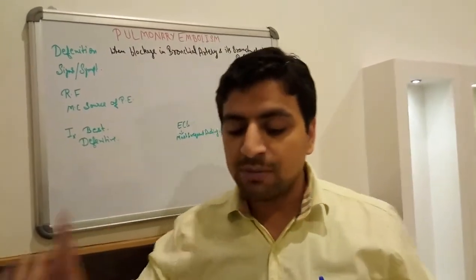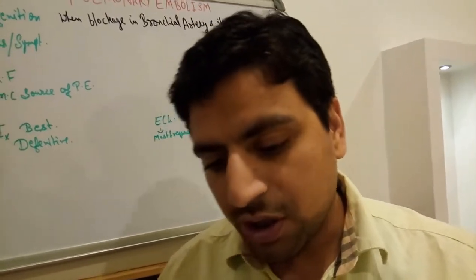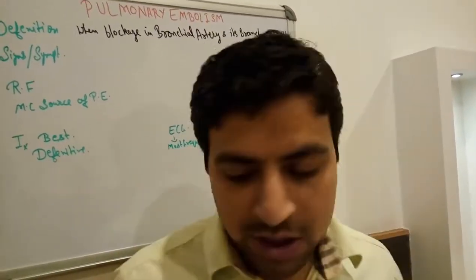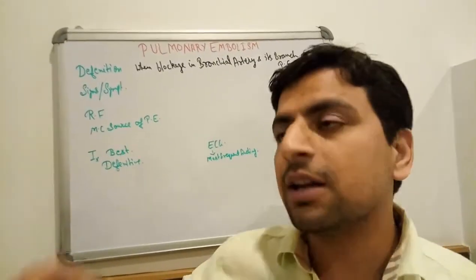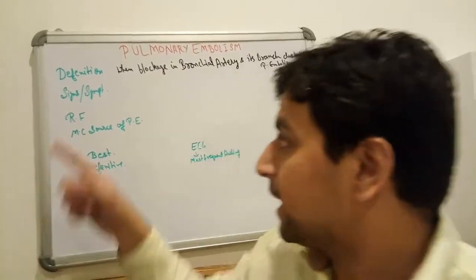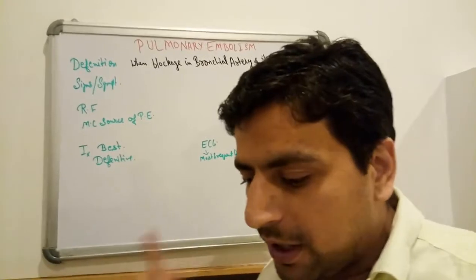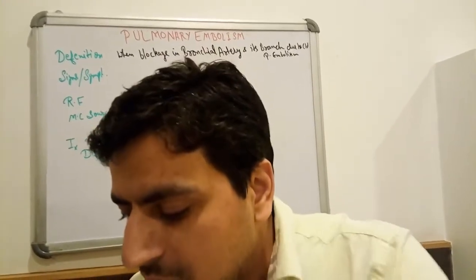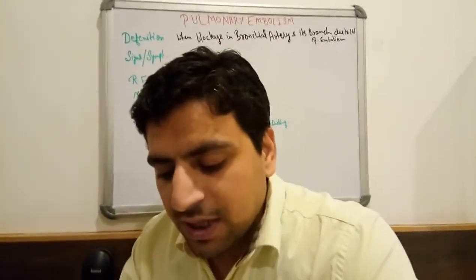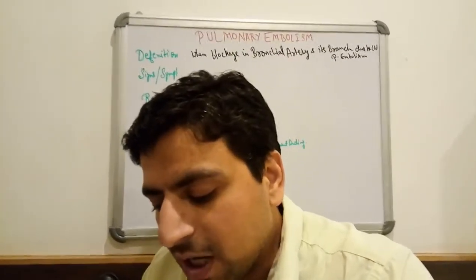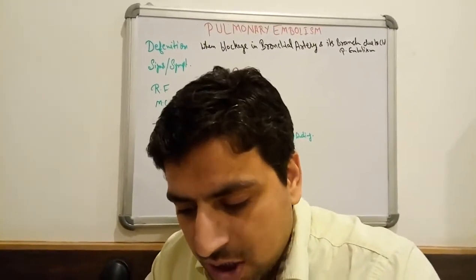In PGI Chandigarh, December 2005, they asked a multiple answer question: the risk factors for pulmonary embolism. We already know what pulmonary embolism is. Now I have written here RF, which represents risk factor. Option A is a 30-year female on OCPs. Second is pregnancy. Third is leg paralysis. Fourth is a 50-year person with uncomplicated cholecystectomy. And E is Behçet's disease.